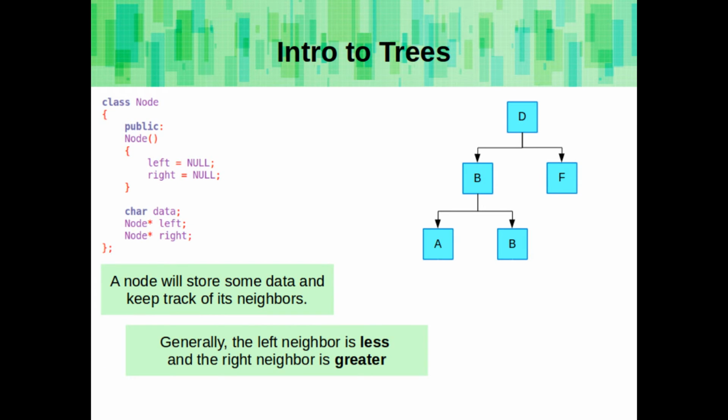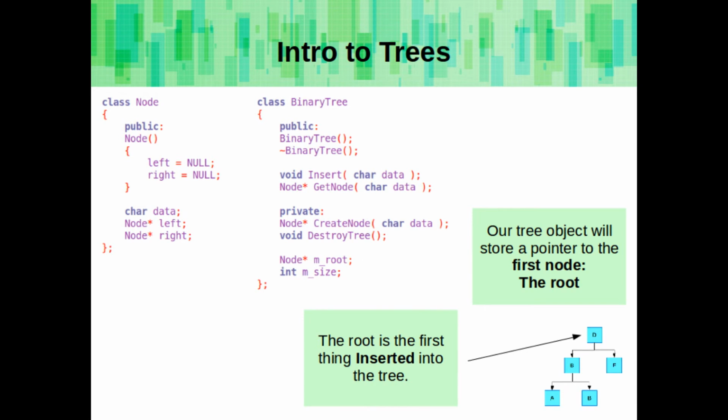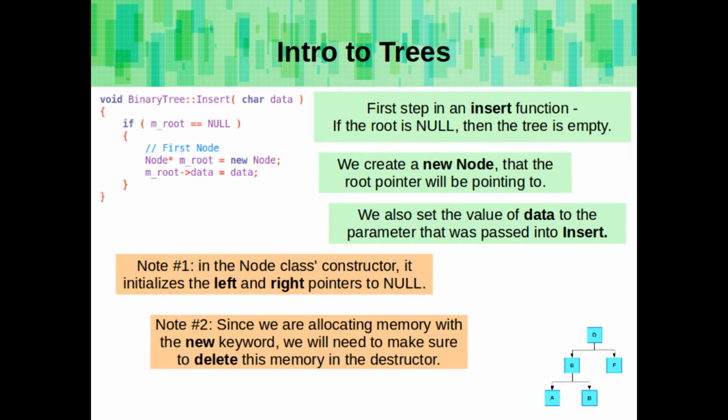A node will store some type of data and keep track of both of its neighbors. Generally, the left neighbor is less than, and the right neighbor is greater than. Our tree object will store a pointer to just the first node, or the root. The root is the first thing that is inserted into the tree. This right here isn't a full insert function. This is only the first step.